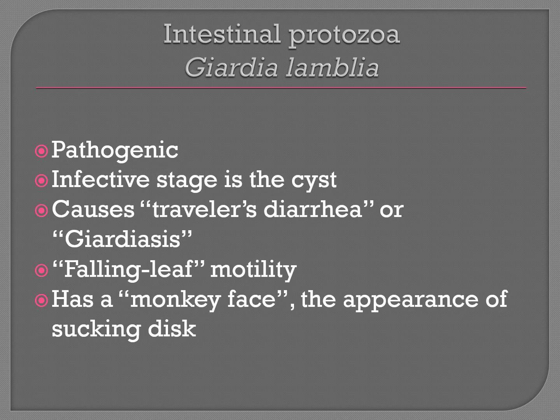Giardia lamblia has a falling leaf motility. And the troph has what's known as a monkey face, because of the appearance of the sucking discs, and I'll show you that in a couple images.